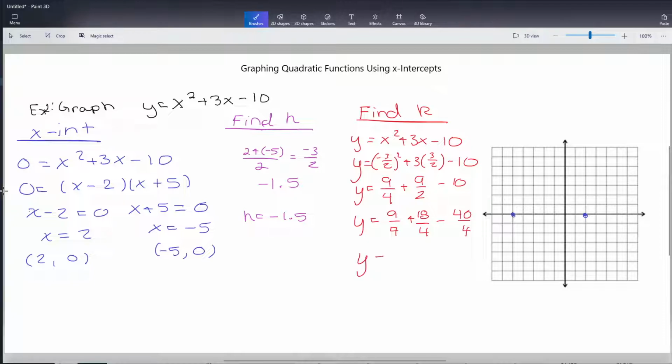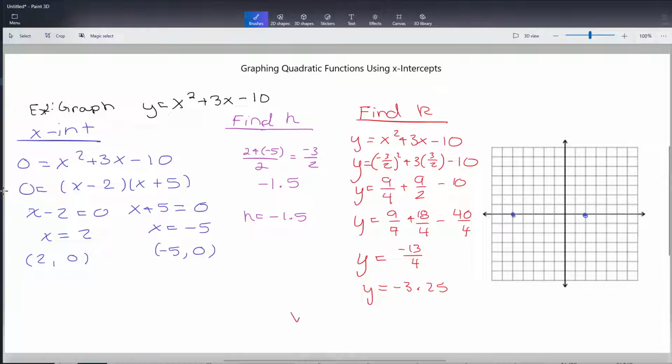Okay, so now I can add my like terms. So 9 over 4 plus 18 over 4 is 27 over 4, and 27 minus 40 is negative 13 over 4, which if we want to put that in a decimal so that we know where to graph it, that's an okay thing to do. So this is the same as negative 3.25.